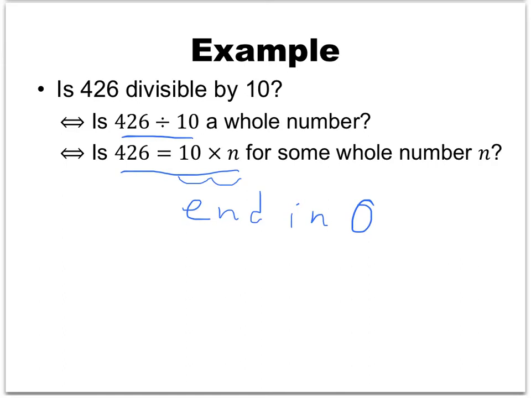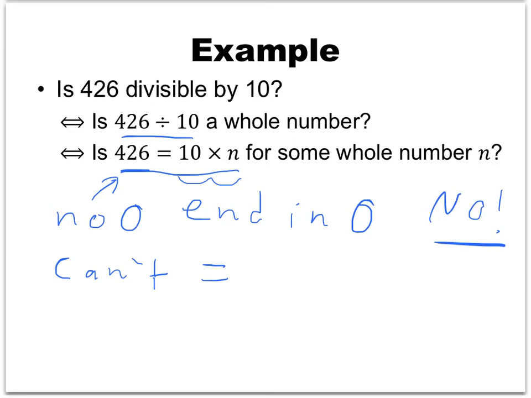But now if we look at this left-hand side, the 426, that does not end in 0. So there's no 0 at the end of that number. So on the left we have a number that does not end in 0. On the right we do have a number that ends in 0. Well, this can't happen. They can't be equal. And so there we have the answer to our question. Is 426 equal to 10 times n for some whole number? The answer is no. So that means that the number 426 is not divisible by 10.